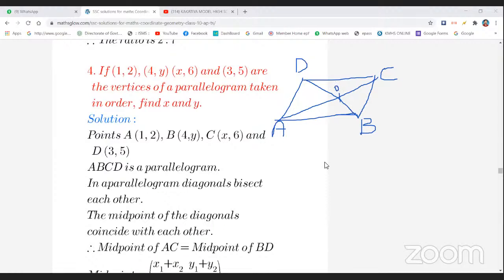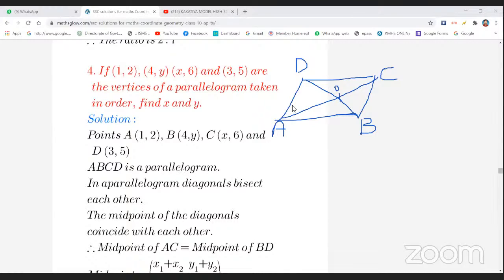ABCD is a parallelogram. According to the characteristics of a parallelogram, AB is equal to CD as well as AB is parallel to CD. Pairs of opposite sides are parallel and equal. So BC is equal to AD as well. And AC, BD are the two diagonals. The diagonals bisect each other in a parallelogram. Most important concept.